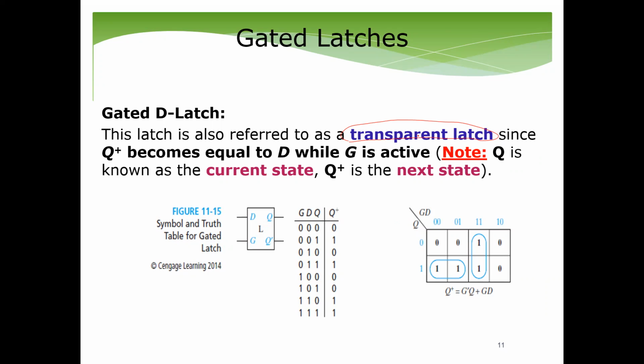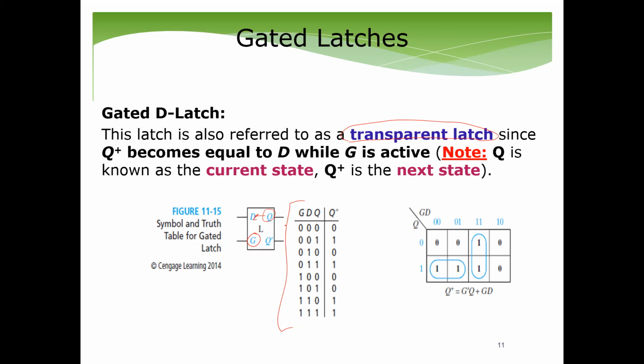At a certain time, or at a certain level of an input signal, we call it G. This is what we used to call the clock. If G is equal to 1, Q will take the value of D. If G is equal to 0, Q will save its previous value.